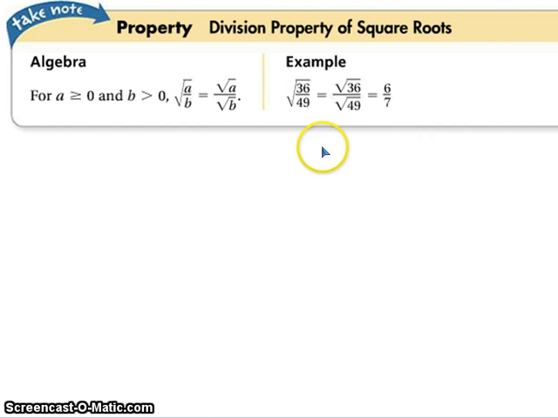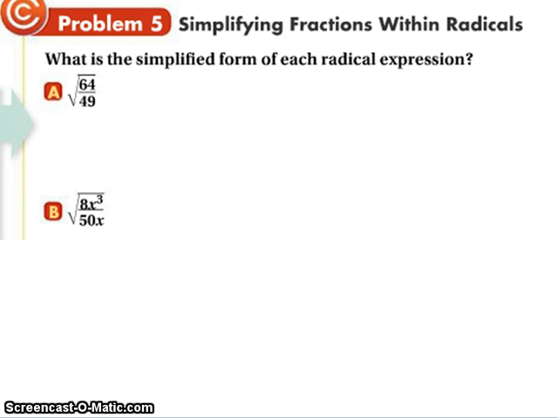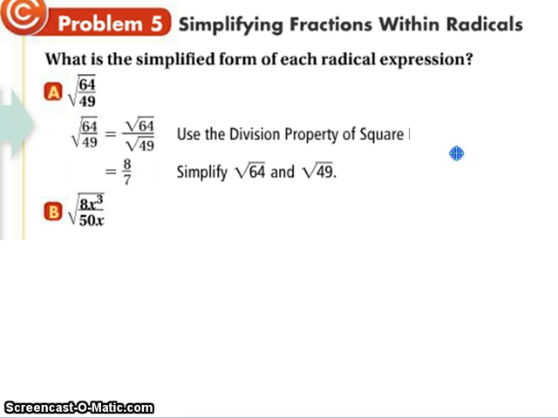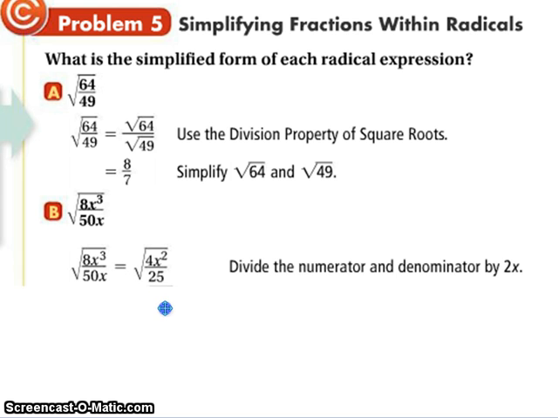Now we've got the division stuff. Okay, so we're just going to break numbers up. So what we do in this case is we do the square root of 64 over the square root of 49. So that is going to be 8 over 7. Okay. Now for this one, you notice first that 8 and 50 have something in common. They have a 2. So what you can do is you can factor that out first. Okay. That's what the book did.